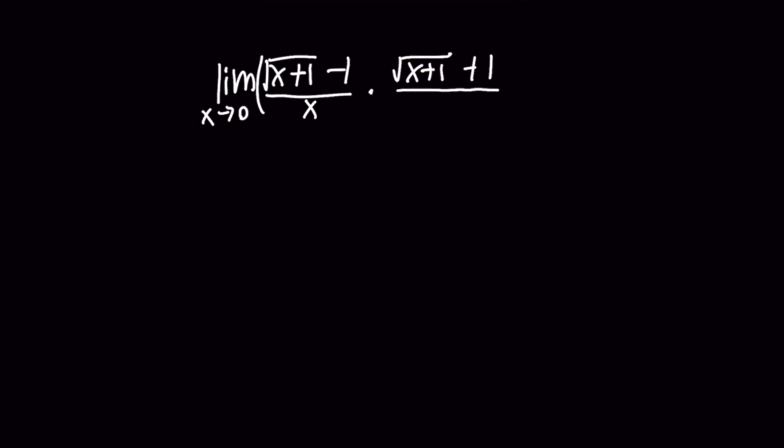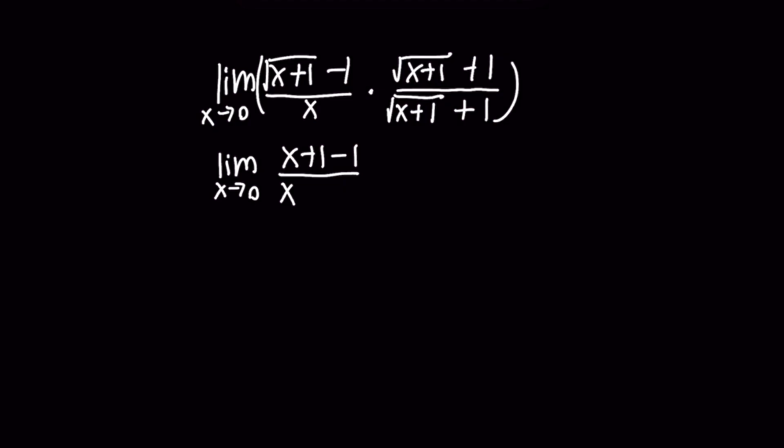and we're going to divide that by the same thing, so we're technically just multiplying it by 1. Okay, let's multiply this out. Root x plus 1 squared is just x plus 1. 1 times negative 1 is negative 1. We can distribute the x in here, so plus x here. Plus 1 minus 1 cancels out.